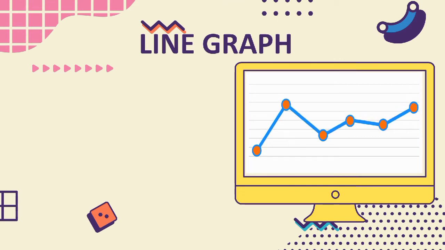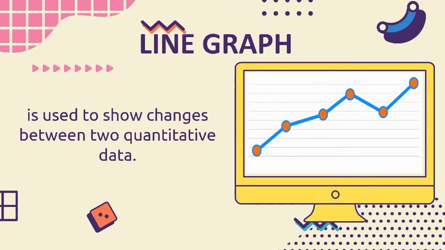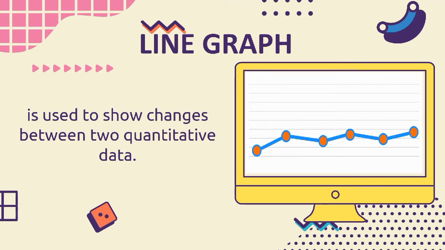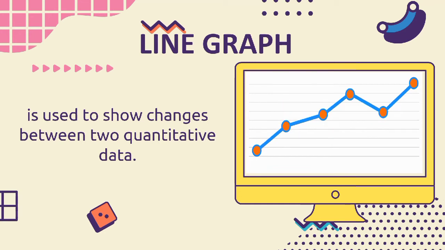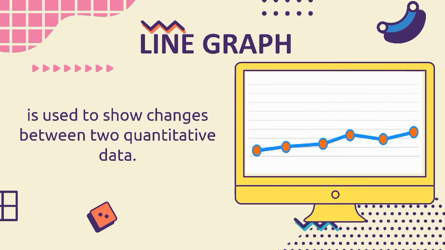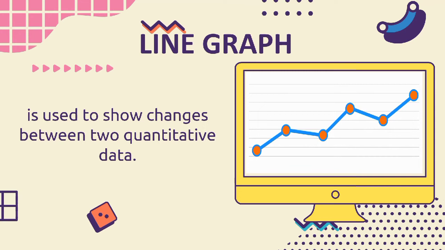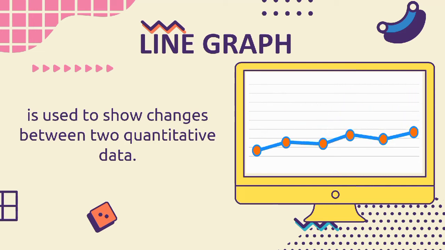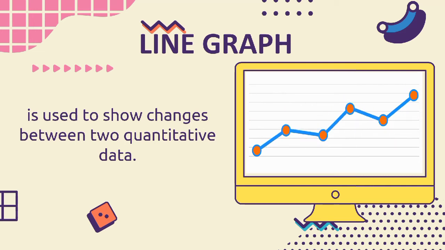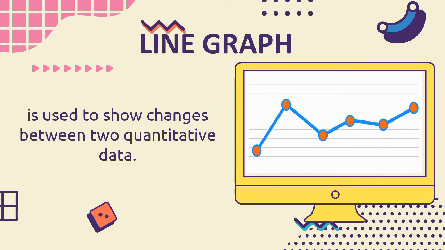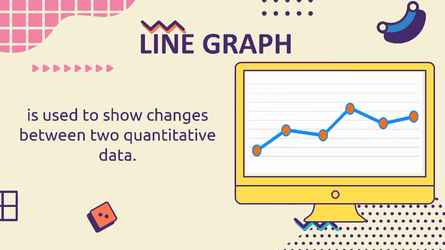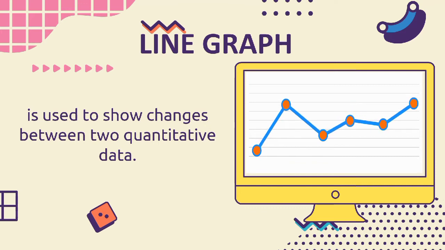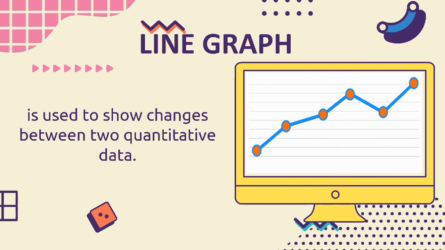Next, we have the line graph. A line graph is used to show changes between two quantitative data. Usually, one of the quantities under consideration is time. The relation between this data is graphed on a rectangular coordinate plane. The quantity time is usually plotted along the vertical axis, and points are plotted based on the relationship of quantities, and those points are connected by a line. That's why it is called a line graph.